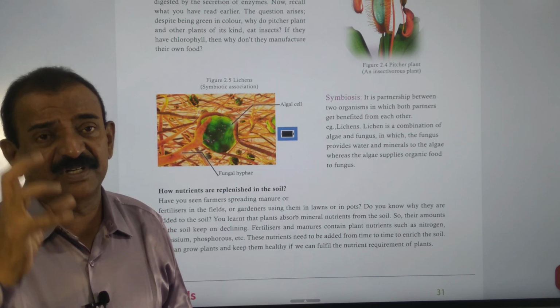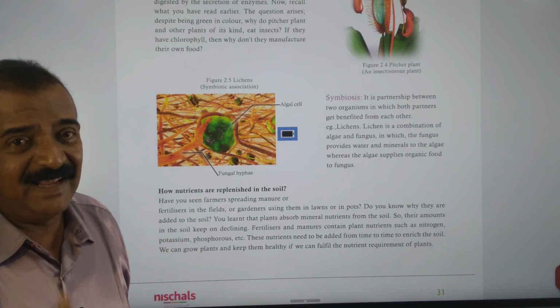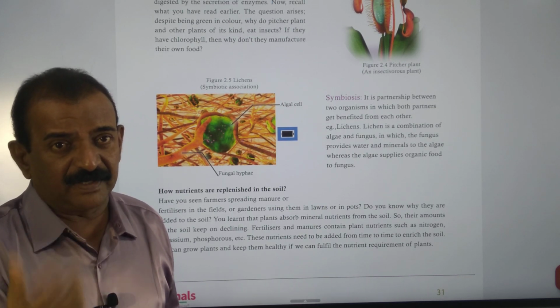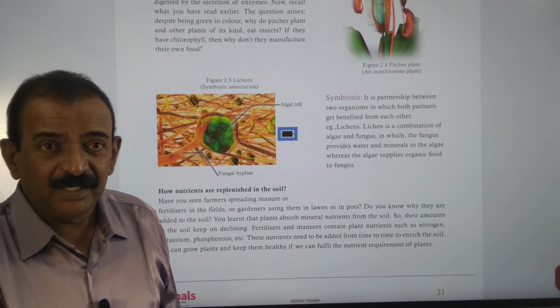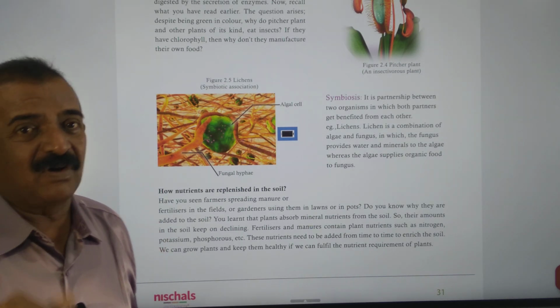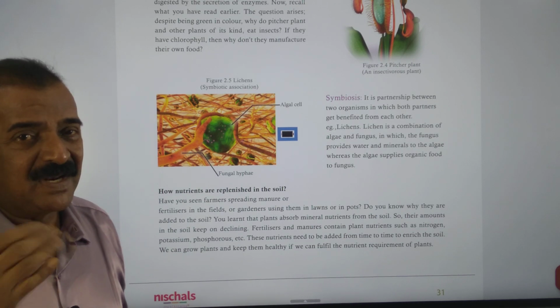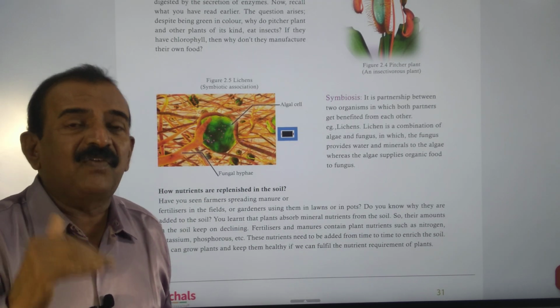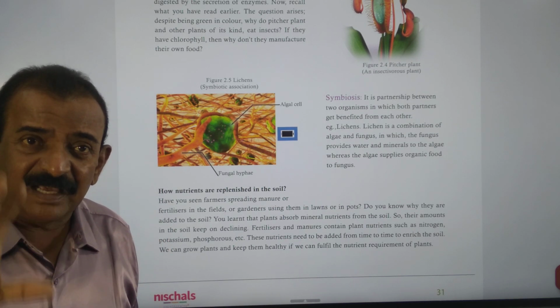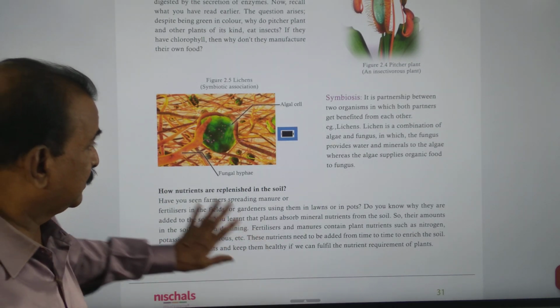Here in symbiotic nutrition we observe a close relationship between two types of organisms, and both of them are benefited. One type of organism is fungi and the other is algae. Fungi provide minerals and also water, and algal forms provide organic food to the fungi. So that type of nutrition is called symbiotic nutrition.